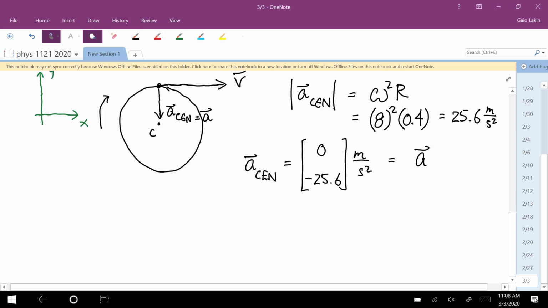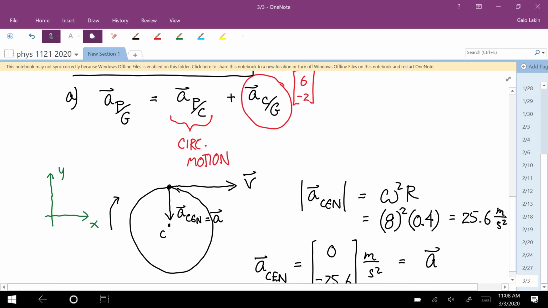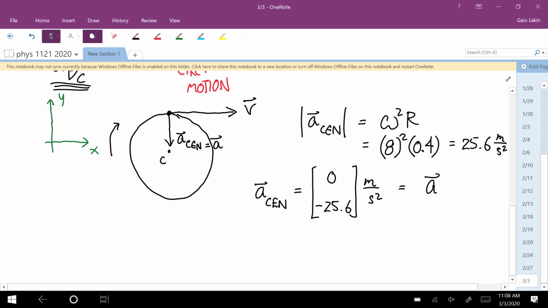A. No, it's not. No, it's not, because exactly what I started with here. That's what we calculated there was the acceleration of P, assuming that C was fixed. Okay, so that's what we're doing here. And now we have to use relative motion.